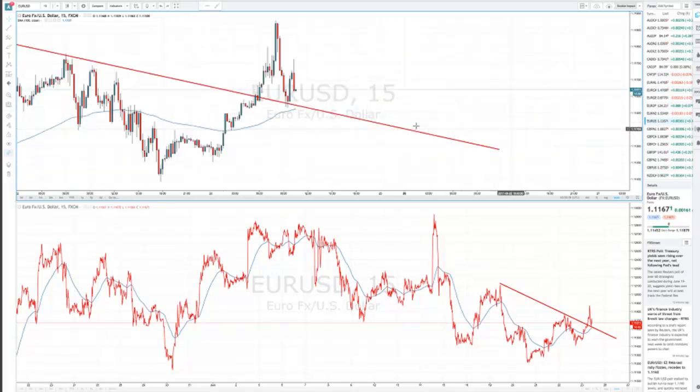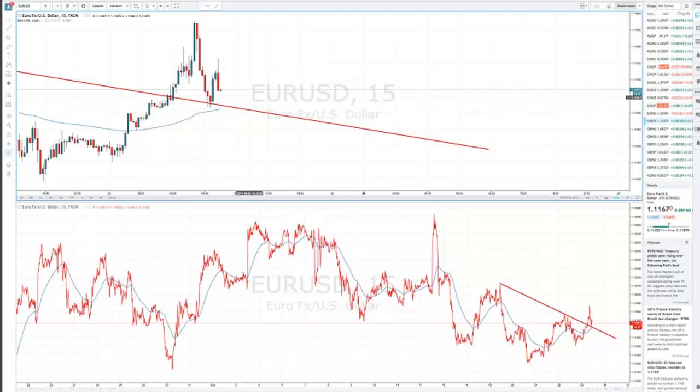So the euro dollar, the breakout was back here, and unfortunately the market has now turned against you, so you potentially won't be able to use that trade.